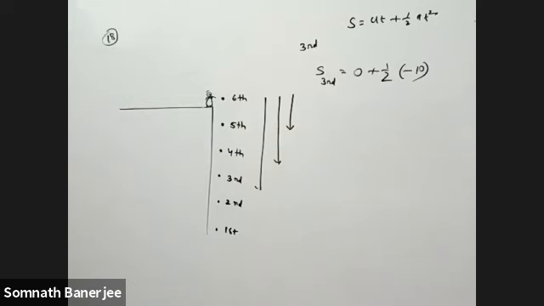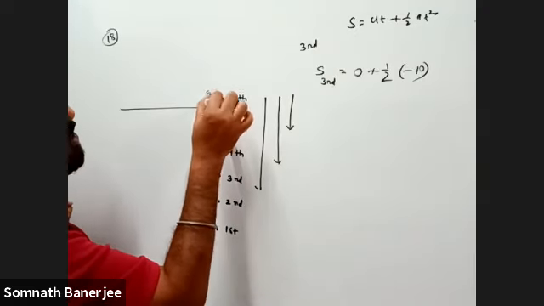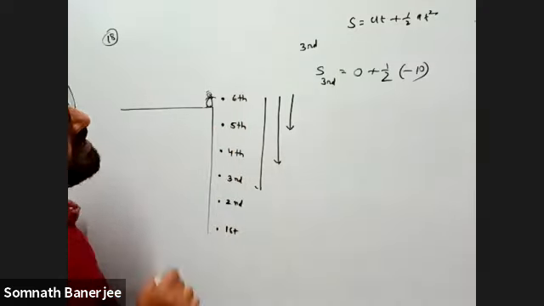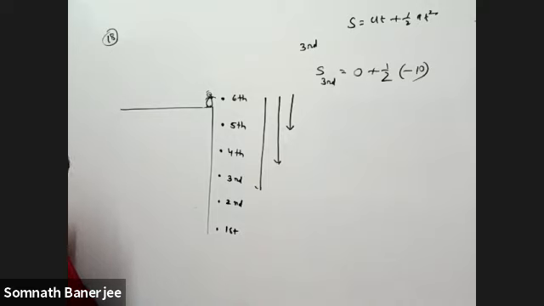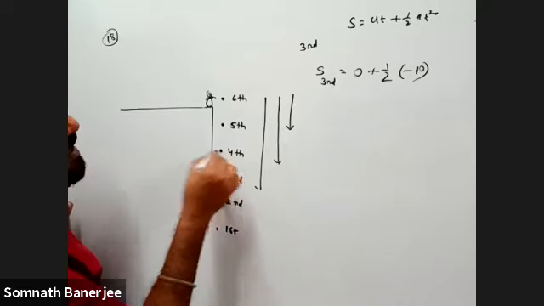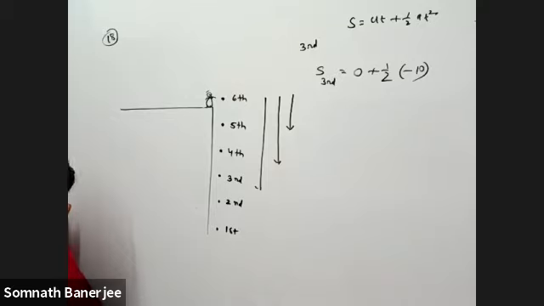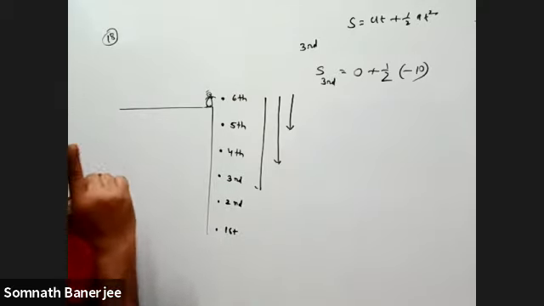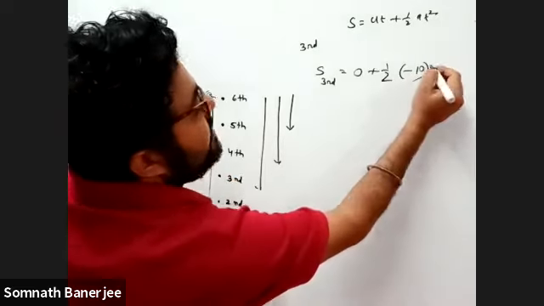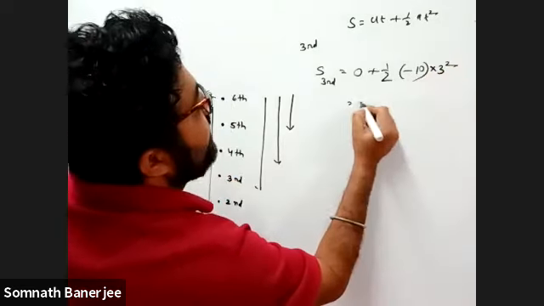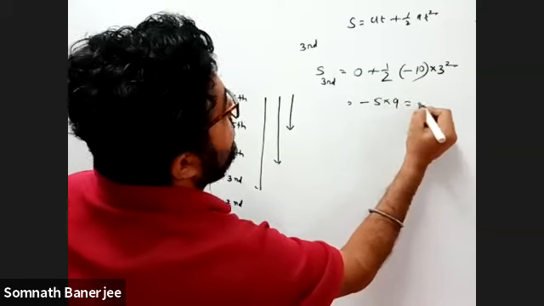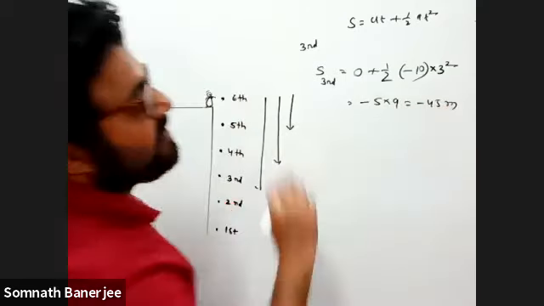सर 4 सेकेंड। 4 seconds. कैसे 4 सेकेंड? जब तुम सिक्स्थ बॉल को ड्रॉप कर रहे हो, फिफ्थ बॉल के लिए कितना सेकंड हुआ? 1 सेकेंड। फोर्थ बॉल के लिए 2, थर्ड बॉल के लिए 3 seconds. So what you write? 5 into 9, minus 45 meter. What do you mean by minus?